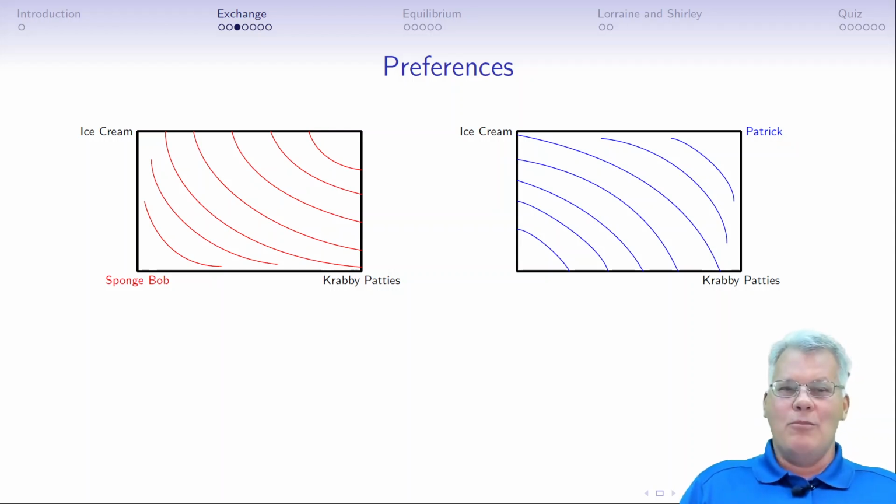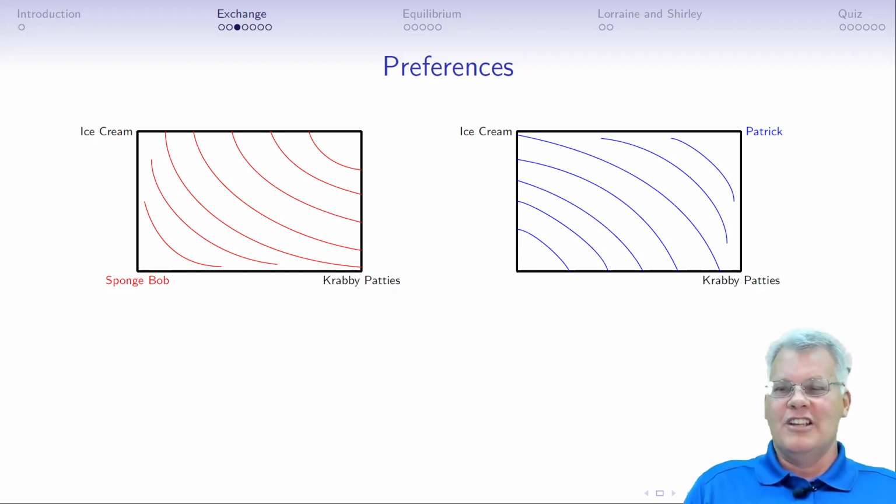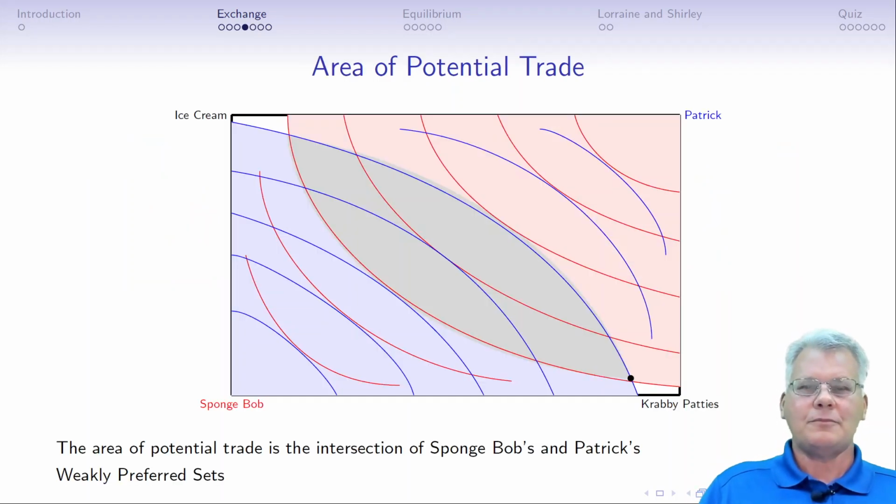So as I move from Patrick's origin to the southwest, Patrick gets more Krabby Patties and ice cream, but by definition, SpongeBob gets less. Okay? So let's marry SpongeBob and Patrick's preferences together. We'll get a diagram that looks like this.